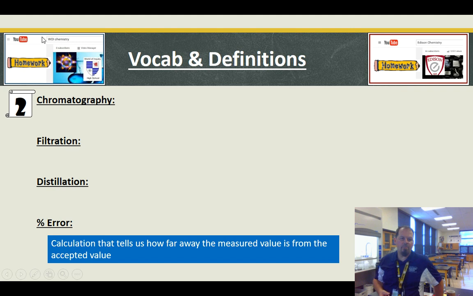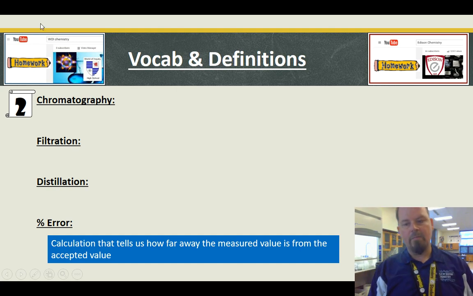That's it. So study your vocab words. Let's get that first vocab quiz out of the way. Take as many times as you need. Remember, you got to get an 80 or better, and that'll become second nature before too long.